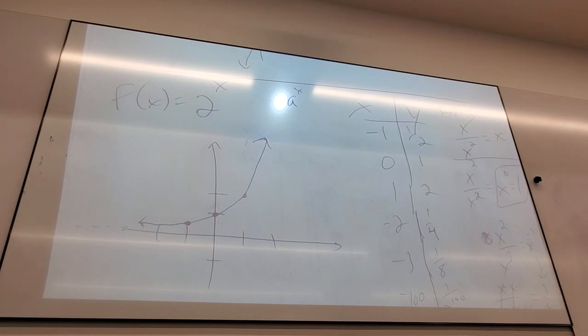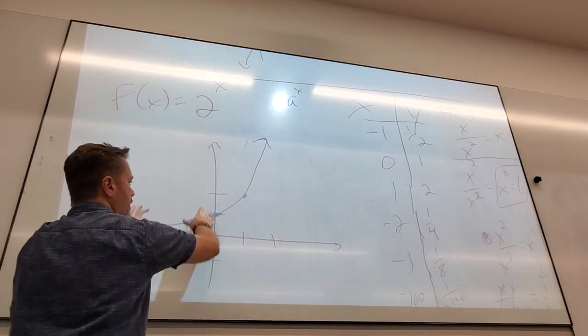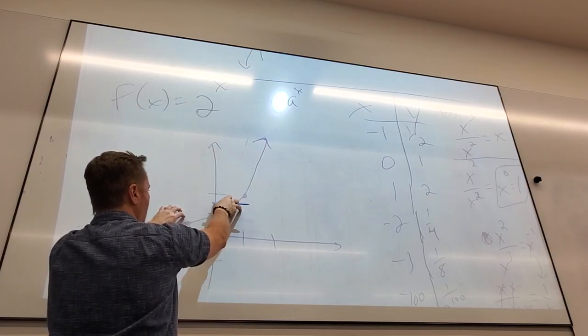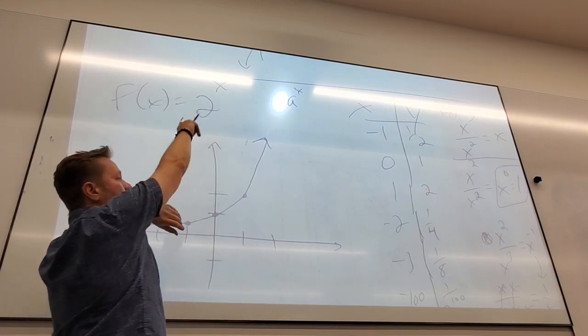So one thing I could do is take the shape and move it around. If I wanted to move this shape back 1, what would I do?